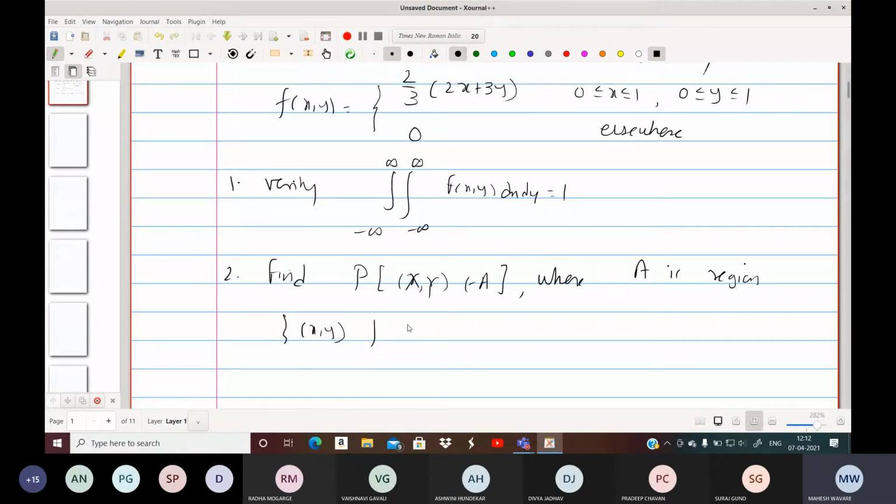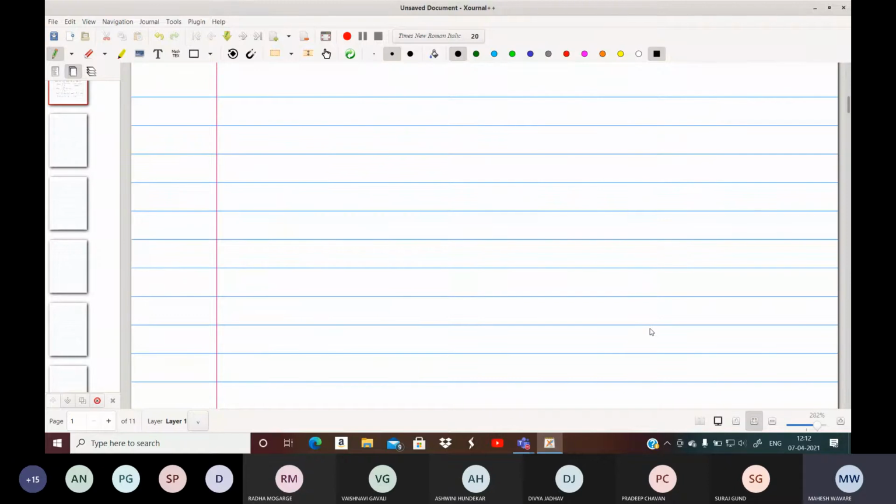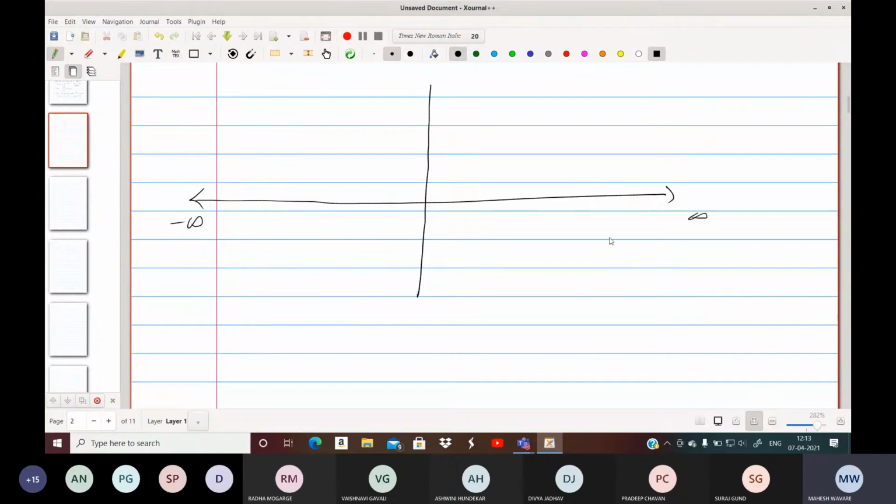Find the probability for the random variable x, y in A, where A is the region x, y such that 0 is less than x less than half, 1/4 less than y less than 1/2. So this is the region A. Okay, let me draw the xy plane here. So this is the range for x and this is the range for y.